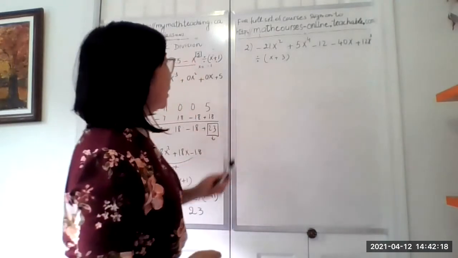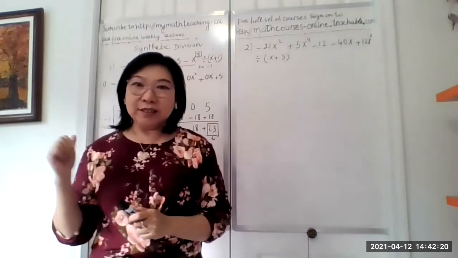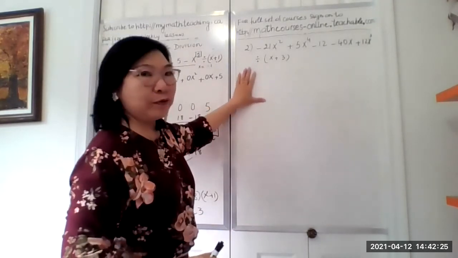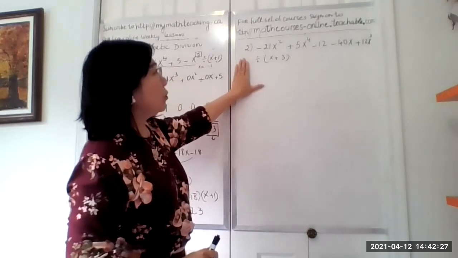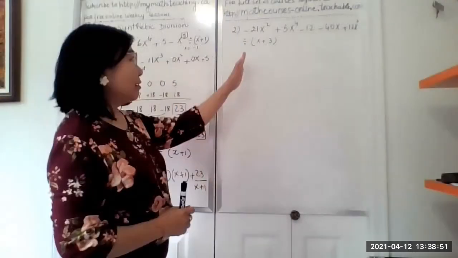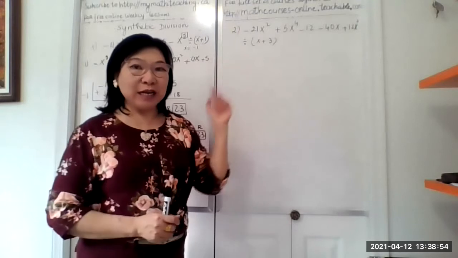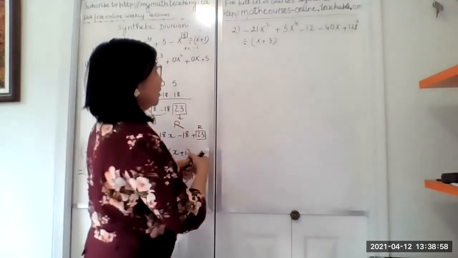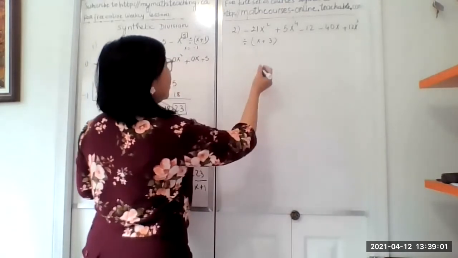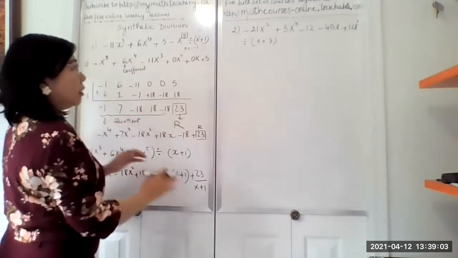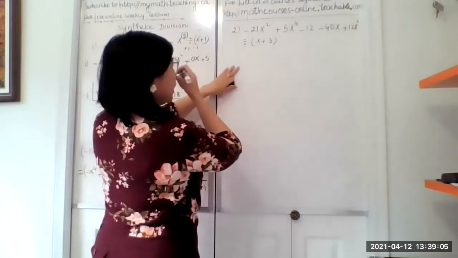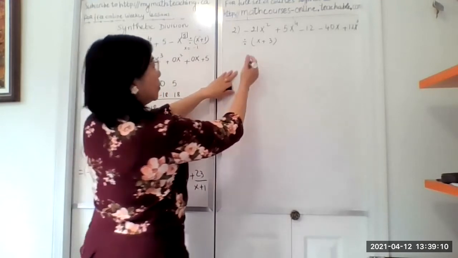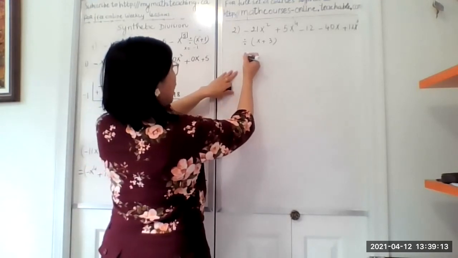So our next task, now that question one is okay, will be to continue with synthetic division for the second question. Let me continue to show you how we do the synthetic division for the next question. I'm going to do exactly the way I did here. It means I'm going to rearrange this question in descending order to make sure I don't miss any term or mess them up.